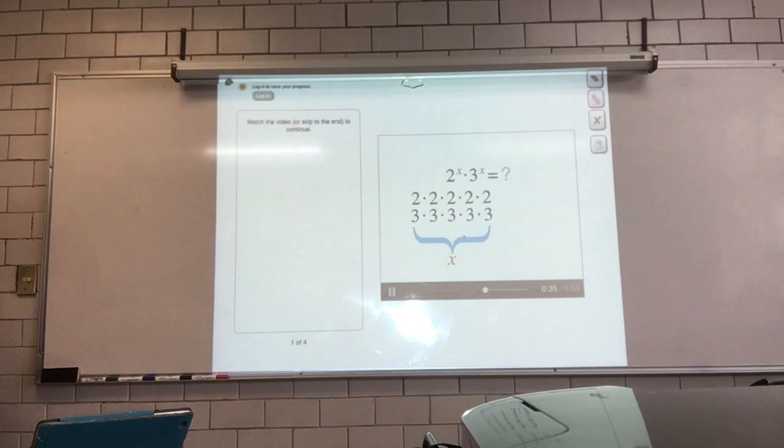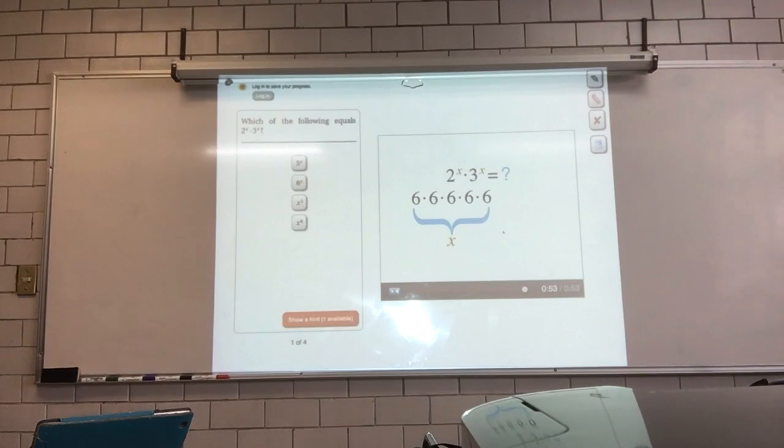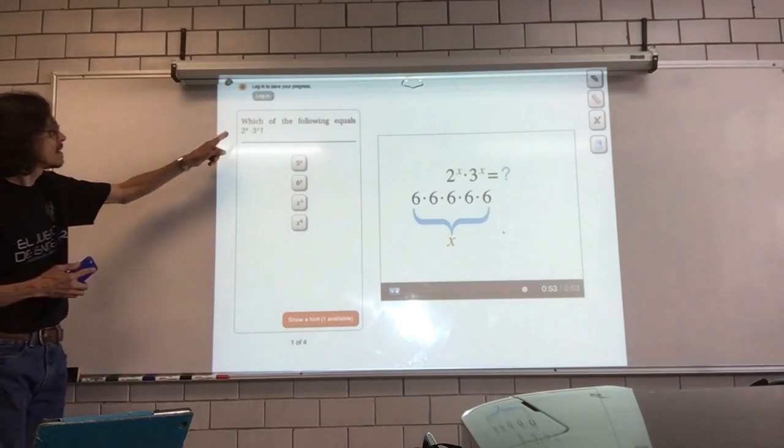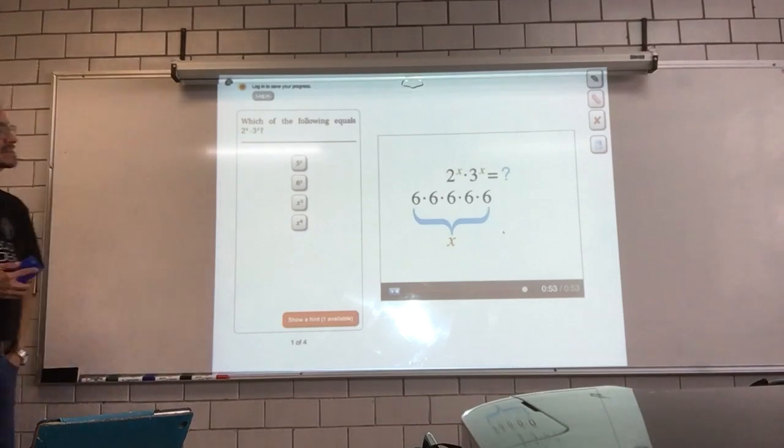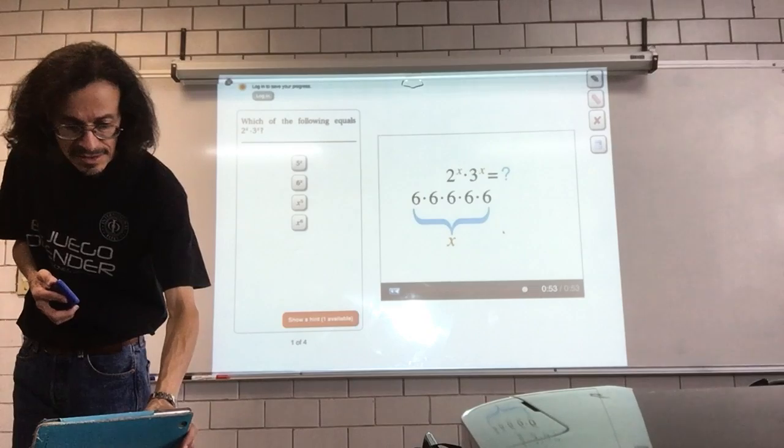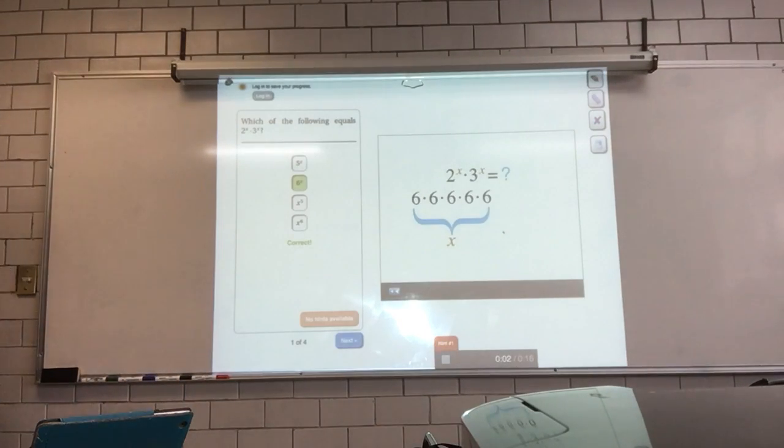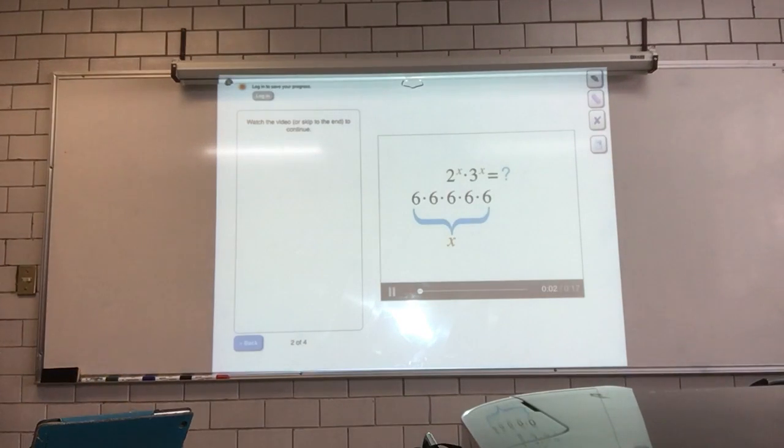2 to the x times 3 to the x is the product of all these numbers. Let's combine the 2s and the 3s vertically in pairs. The product of each 2 and 3 is 6. So now we have x 6s all multiplied by each other. So what is another way to write 2 to the x times 3 to the x? Here we've written out 5 sixes. That's 6 times 6 times 6 times 6 times 6. That's equal to 6 to the 5th. In general, if you have x of them instead of 5 of them, that'll be 6 to the x. Right, it's 6 to the x.